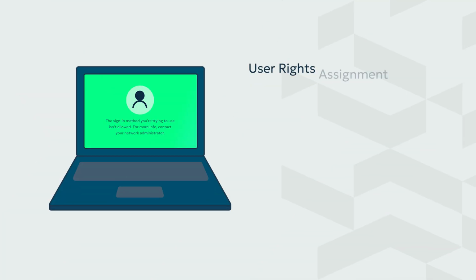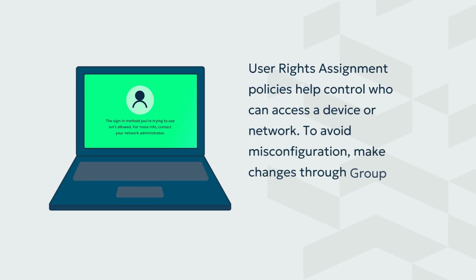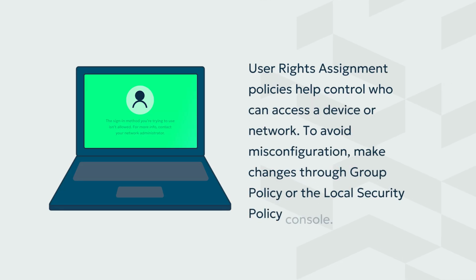User rights assignment policies are a helpful way to manage who can access your device or network. If you're planning to adjust these settings, it's best to use Group Policy or the Local Security Policy console to limit the risk of misconfiguration.